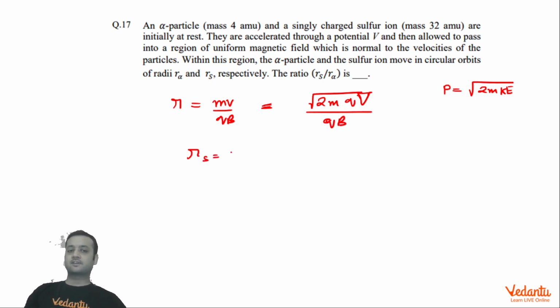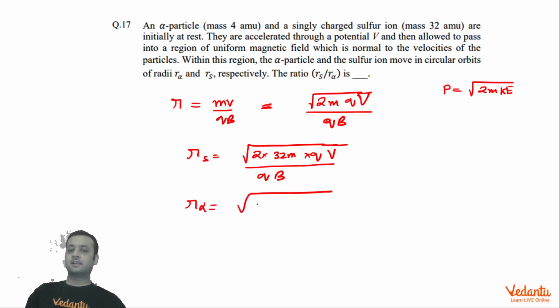Now R of sulfur can be written as square root of 2 into mass of the sulfur, which is 32 m. I am taking 1 amu as m only, so 32 amu I am writing as 32 m. Charge on the sulfur will be Q because it's singly charged. So I am taking Q as a single charge and V is capital V, divided by Q into B. R of alpha will be square root of 2 into mass of alpha, which is 4m. Alpha particle is doubly ionized. Therefore, we can say that it will be 2Q into capital V divided by 2Q into B.